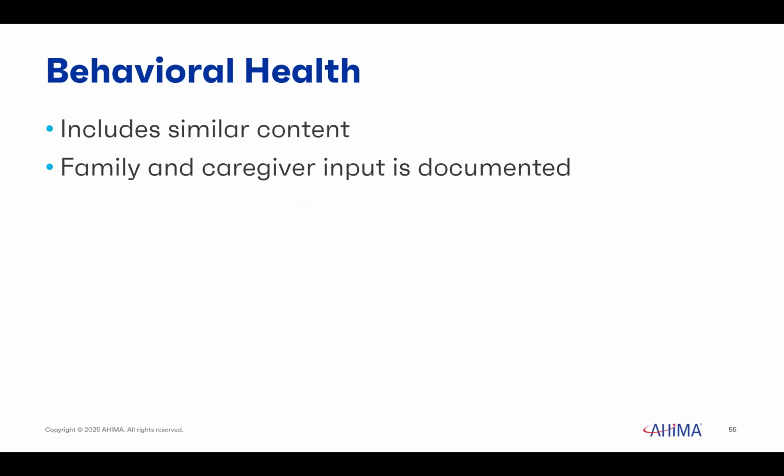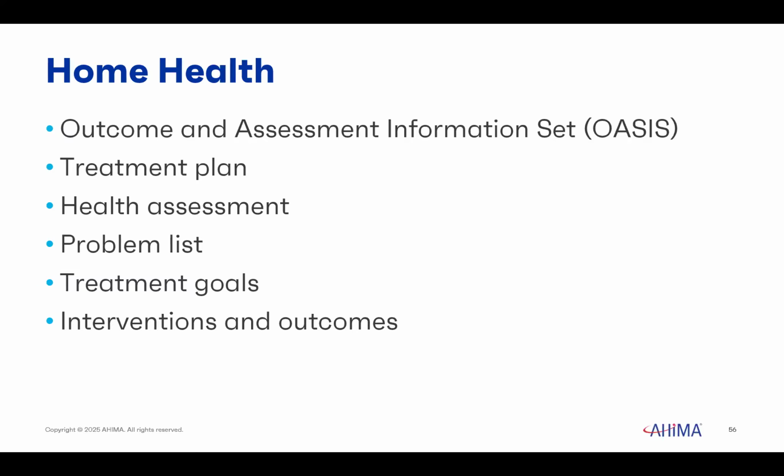Behavioral health is in a lot of ways very similar to outpatient or inpatient content, but a lot of times we get into the family and the caregivers, right? Child psychiatry records will always comment about how the parent seems. Home health, we have the outcome assessment information set, OASIS, that needs to be addressed. And included within that is the treatment plan, the health assessment, the problem list, the treatment goals, and any interventions and outcomes.